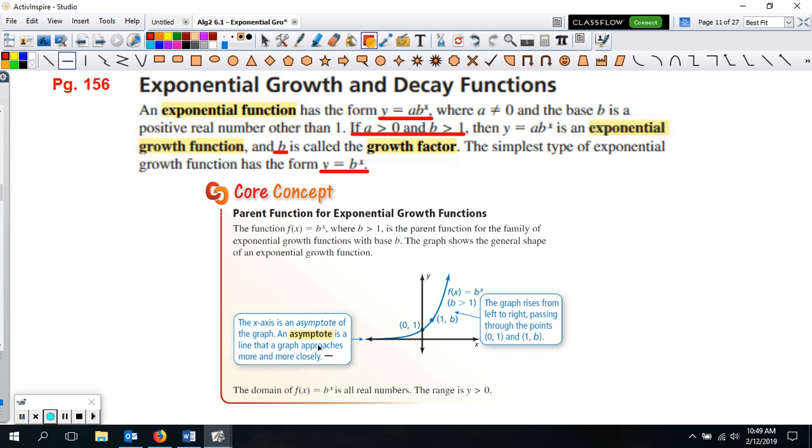So basically an asymptote is a line that the graph will get closer and closer to but never touch. And so that's what it says here. It approaches more and more closely, but it's just never going to touch it here. So it looks like it's right here starting on the x-axis. It actually never really touches the x-axis. It just gets closer and closer as it goes out this direction, and it will never actually touch it.